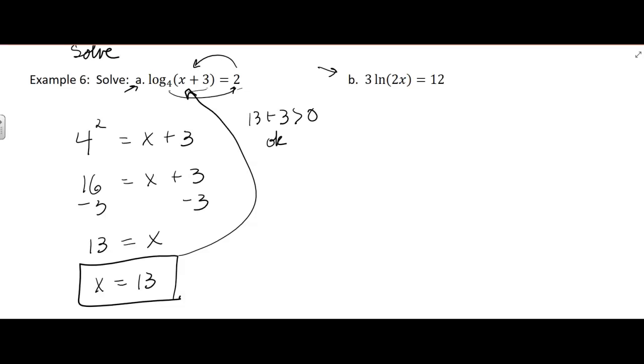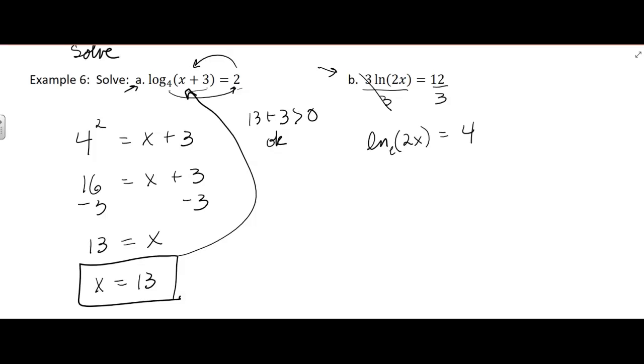See the 3 in front? We want to divide both sides by 3. That's what we mean by isolating the logarithm. So the 3's out. Now I have natural log of 2x equals 4. Okay, so that's great. I got the log part by itself, isolated. Okay, but do I know the base for an ln? Yes, it's an e, right? You can put a little e there if you want.